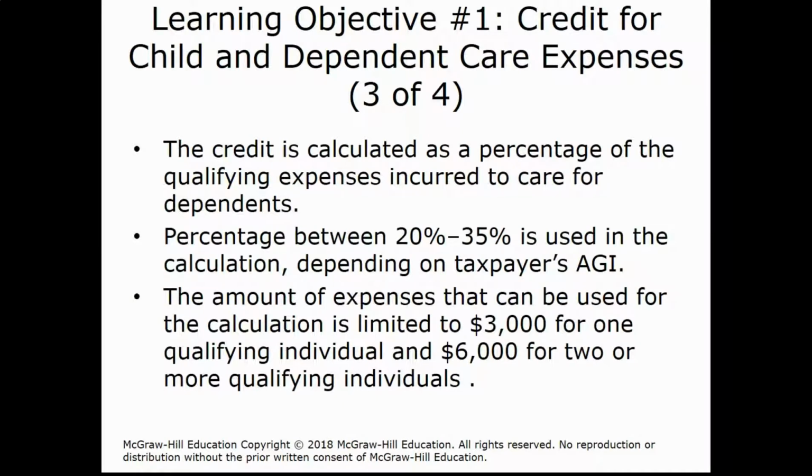The credit that's allowed is calculated as a percentage of the qualifying unreimbursed expenses incurred, times certain percentages, which range from 20% on the low end for higher income earning taxpayers to 35% on the high end for low income earning taxpayers. The amount of expenses that can be used for the calculation is limited to $3,000 for a qualifying individual, and then $6,000 for 2 or more qualifying individuals.